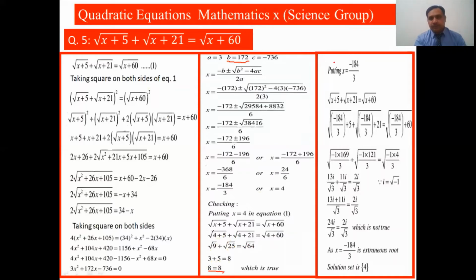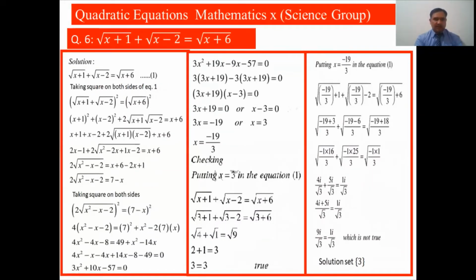Again, check, put x is equal to minus 184 divided by 3 in equation 1, and after putting it in and after simplification, we have this type of equation. So this type of condition, 24 iota divided by square root of 3 is equal to 2 iota divided by square root of 3, which is not true. So x is equal to minus 184 by 3 is the extraneous solution. So the solution of this radical equation is x is equal to 4.